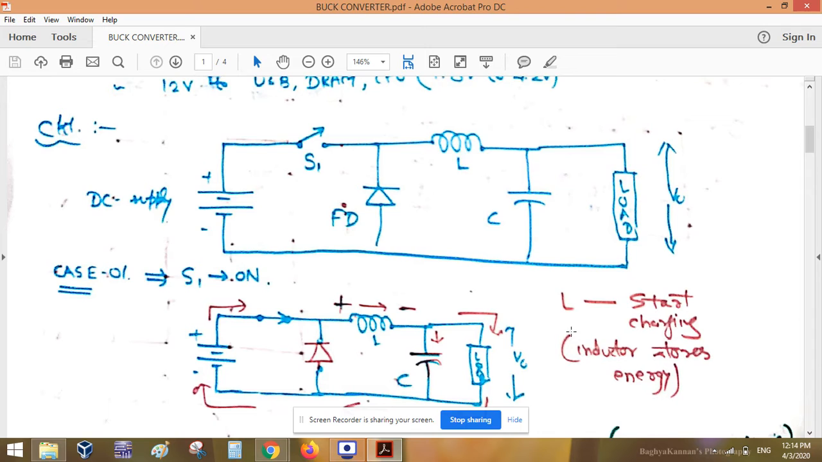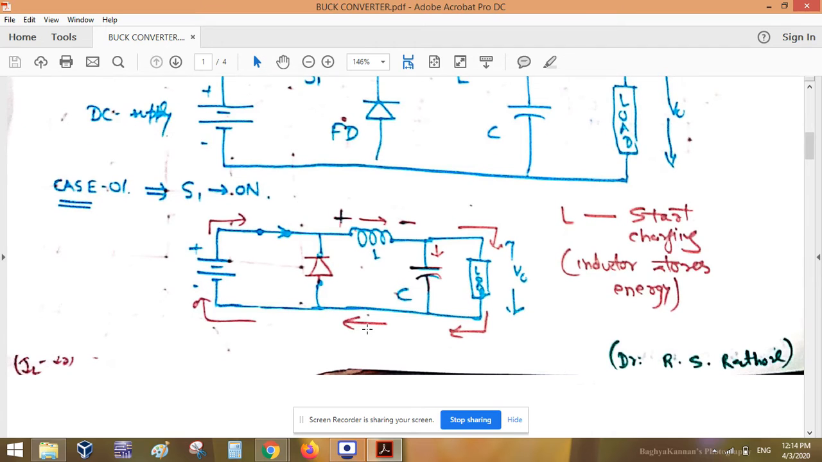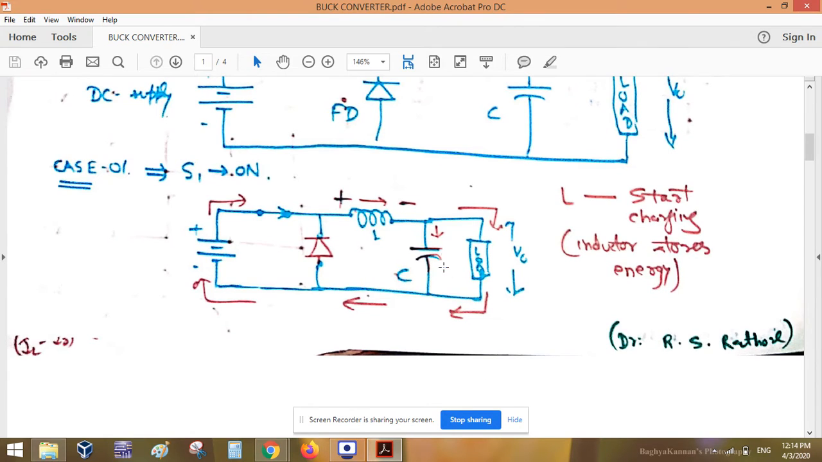So L starts charging because L stores the energy. During the positive first cycle, when the switch is on, the inductor is the main element storing energy. If I assume the current is going from this source through this inductor, it splits between the capacitor and the load. The current in the capacitor is very less compared to the output load. We will discuss this later also, but why? It's a very common sense thing.